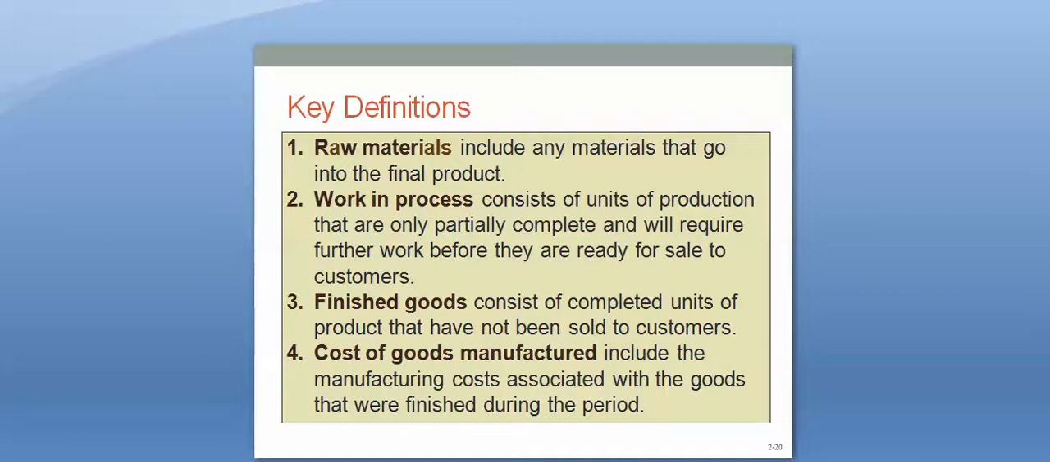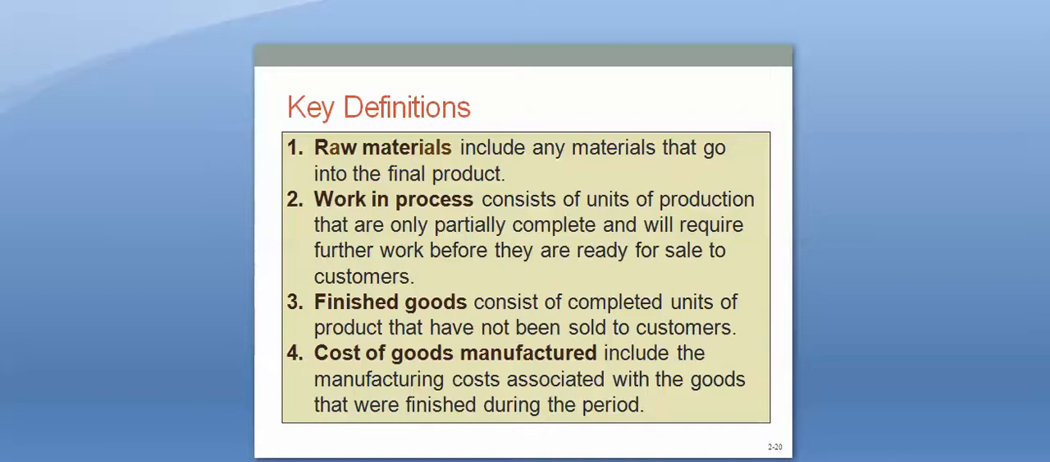We can have direct materials, and those are materials that can be easily and conveniently traced to the product. And any other materials that we use to make the product that can't be easily and conveniently traced to the product will be classified as indirect materials and become part of manufacturing overhead. Work in process consists of units of product that are only partially completed, and they're going to require further work before they're ready for sale.